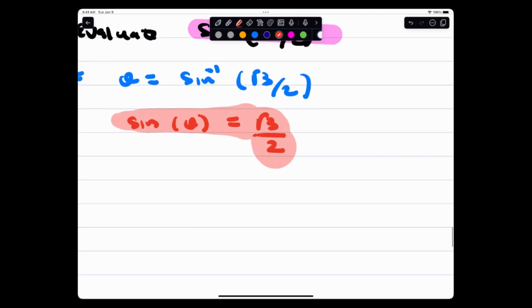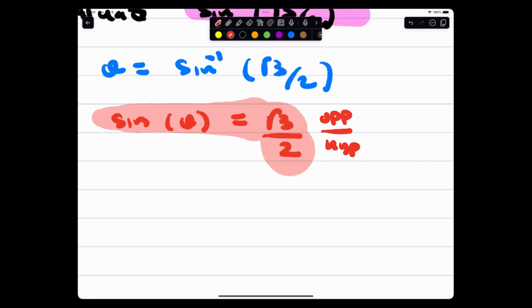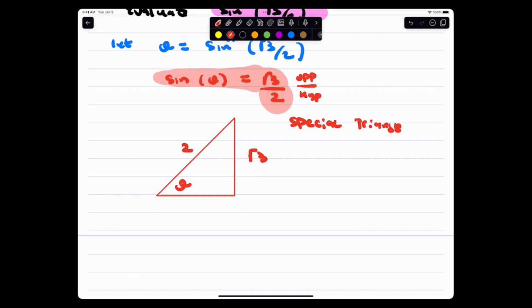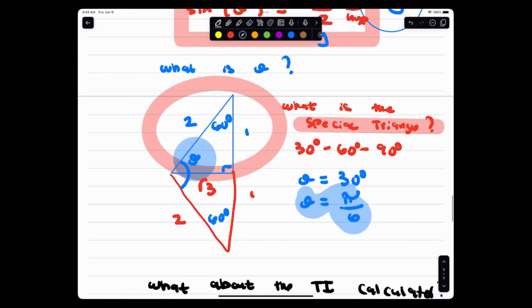And then get very, very happy. Why? Opposite over hypotenuse. Say, why do you get very happy? Because, ladies and gentlemen, what do you guys have? The square root of 3 over 2. What's the special triangle? Do you recognize it? This has to be what? 1. Say, wait a minute. Have I seen that before? It's still the 30, 60, 90 triangle.